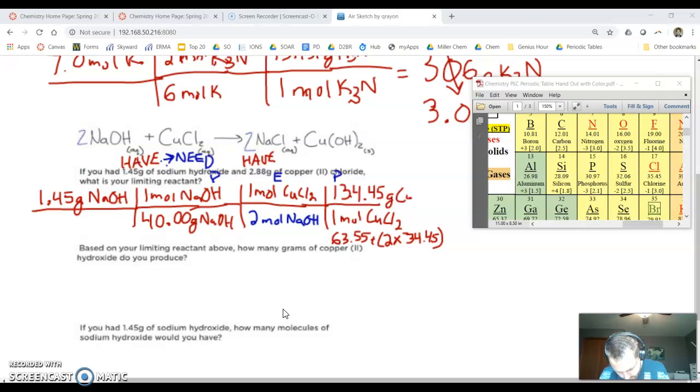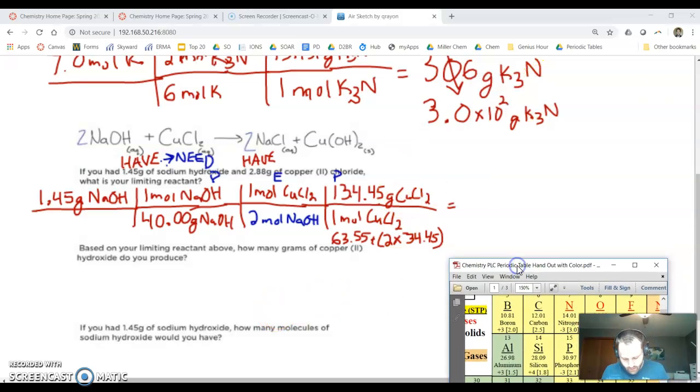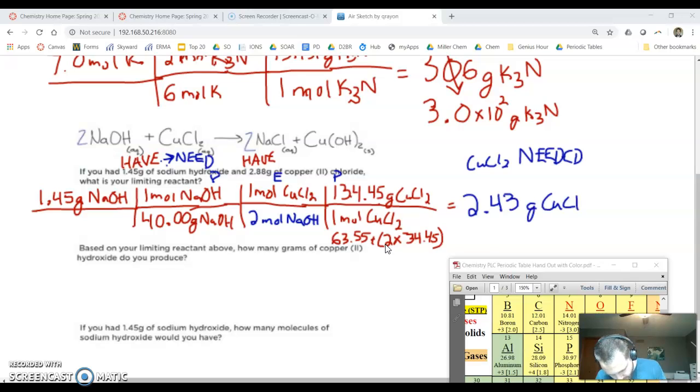134.45 grams copper chloride. And then if we solve for that, remember what this number is going to tell us now is how much of this copper chloride is needed in order to use up all of that sodium hydroxide. And so we would find that we would need 2.43 grams of copper chloride.